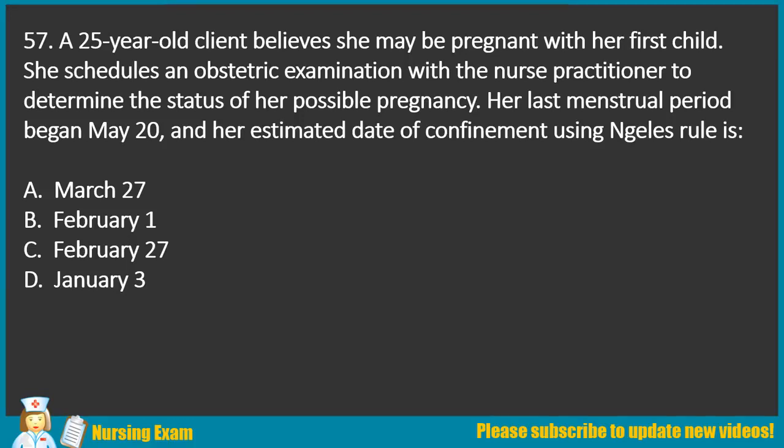Question 57. A 25-year-old client believes she may be pregnant with her first child. She schedules an obstetric examination with the nurse practitioner to determine the status of her possible pregnancy. Her last menstrual period began May 20th, and her estimated date of confinement using Naegele's rule is A. March 27th. B. February 1st. C. February 27th. D. January 3rd.